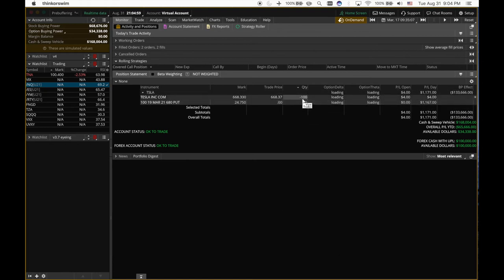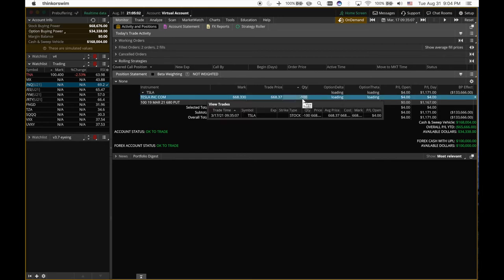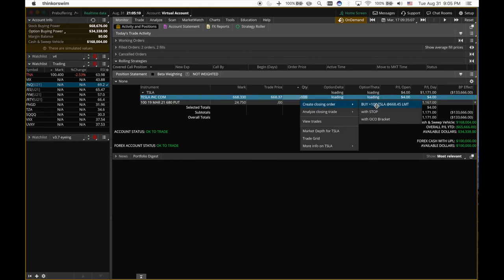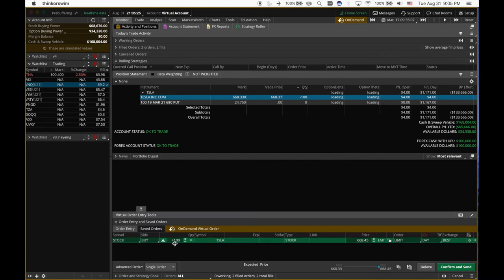What do I have to do with it now? So I have to close it, right? I can just click on the Tesla income, right click, and create a close position. I just buy 100 shares back. So if I buy 100 shares, plus 100 minus 100, they neutralize, right? It creates zero quantity. That's how we close the position.